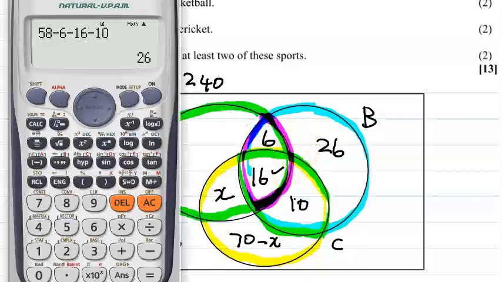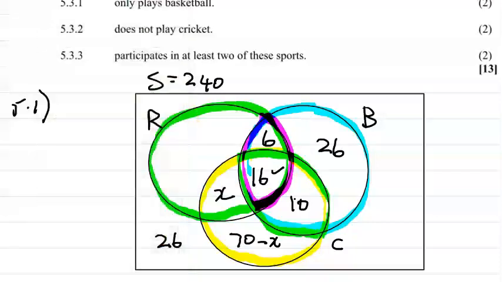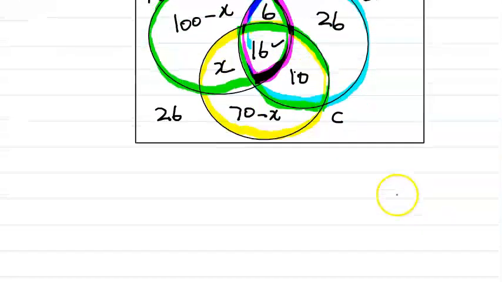So now you're going to say 122 minus 16 minus 6 equals 100, and don't forget this x, 100 minus x. So now you're going to get 100 minus x. And learners, that is your completed Venn diagram. So now we're going to solve for x.